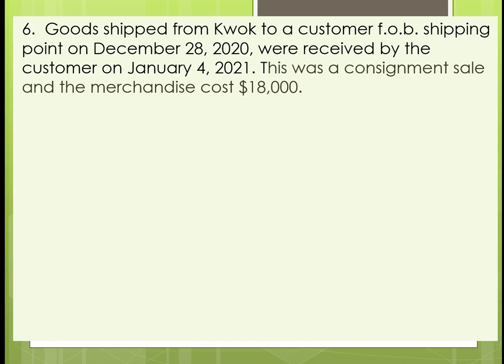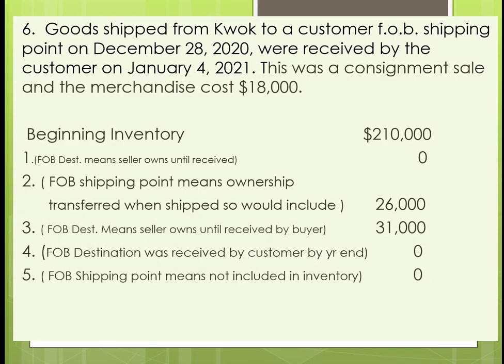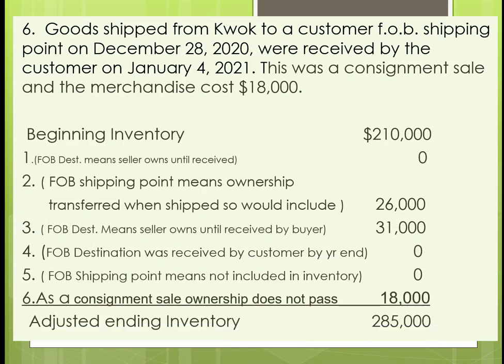Lastly, goods shipped by Quack to a customer FOB shipping point on December 28th were received by the customer on January 4th. This is a consignment sale and the merchandise cost $18,000. The rule is it would stay in Quack's inventory until it is sold by the person that's holding it for them. So we have an adjusted inventory of $285,000.